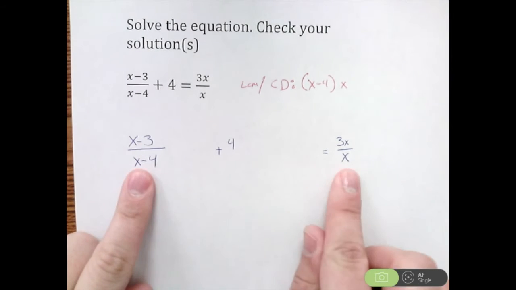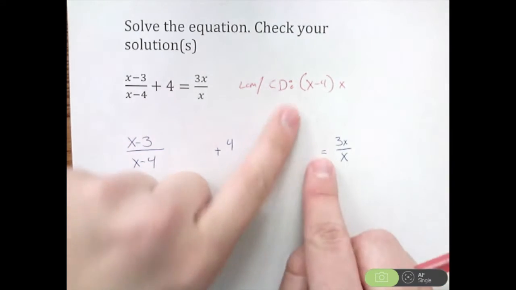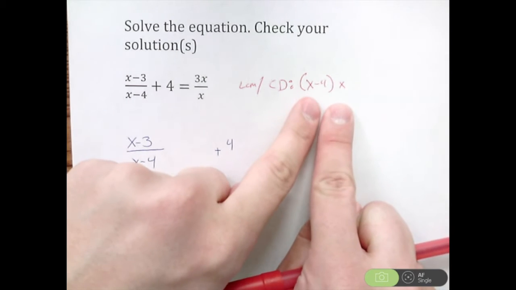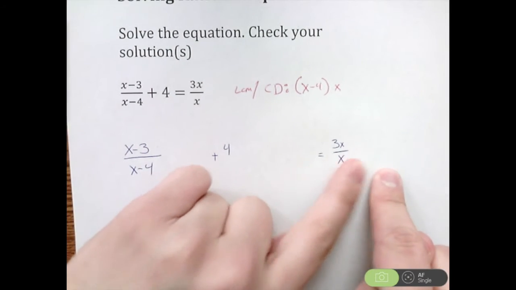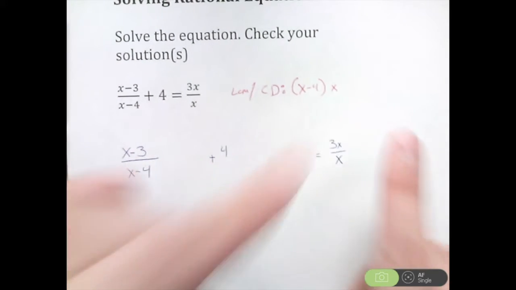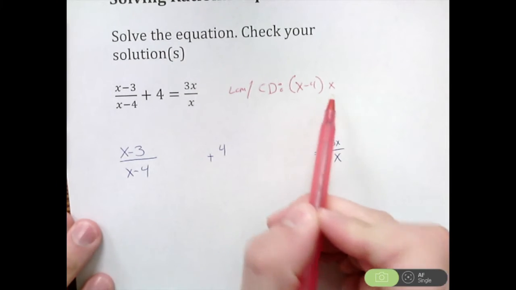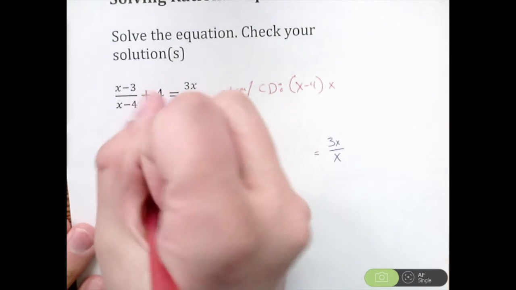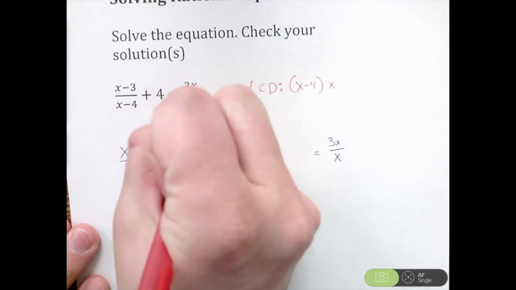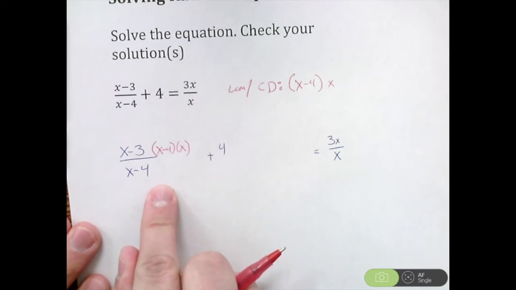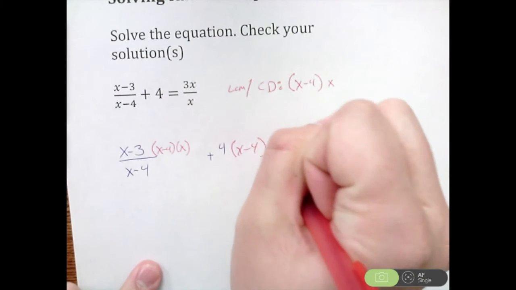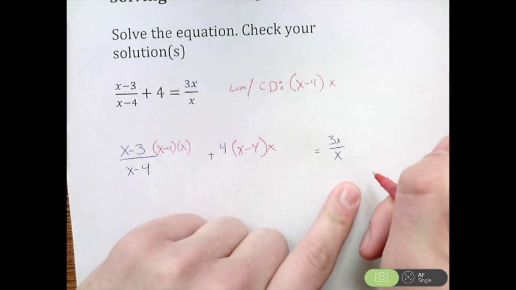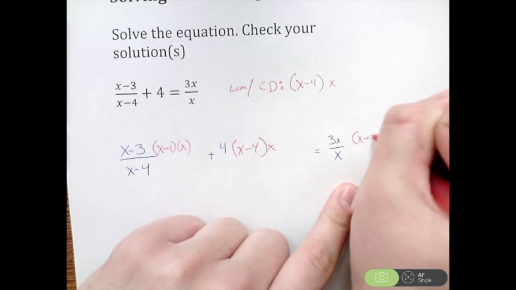To get rid of these fractions, here's what I'm going to do. The equal sign is right here. I'm going to take this common denominator and multiply the entire left side by it, and multiply the entire right side by it. You'll see how that's helpful in a second. So I take x minus 4 times x times this piece, and on the right side, x minus 4 times x.